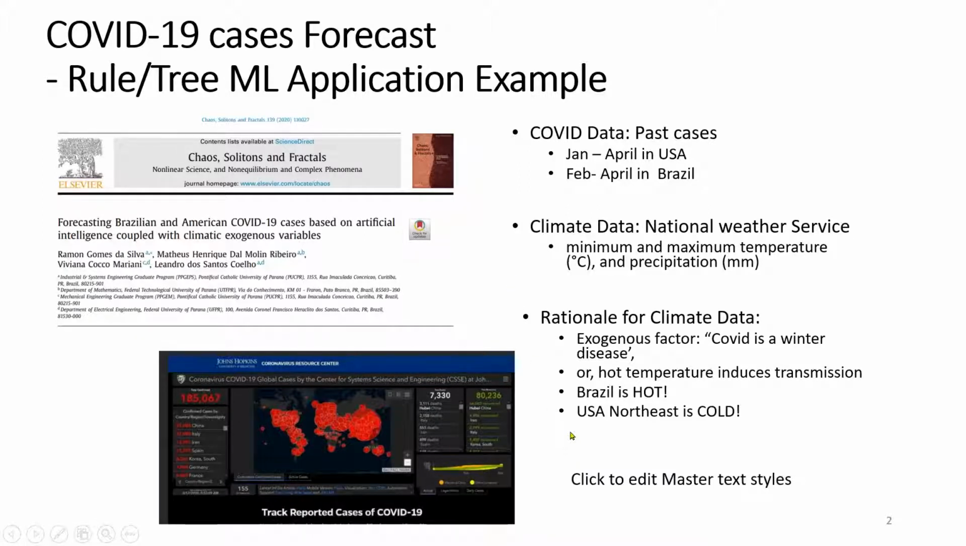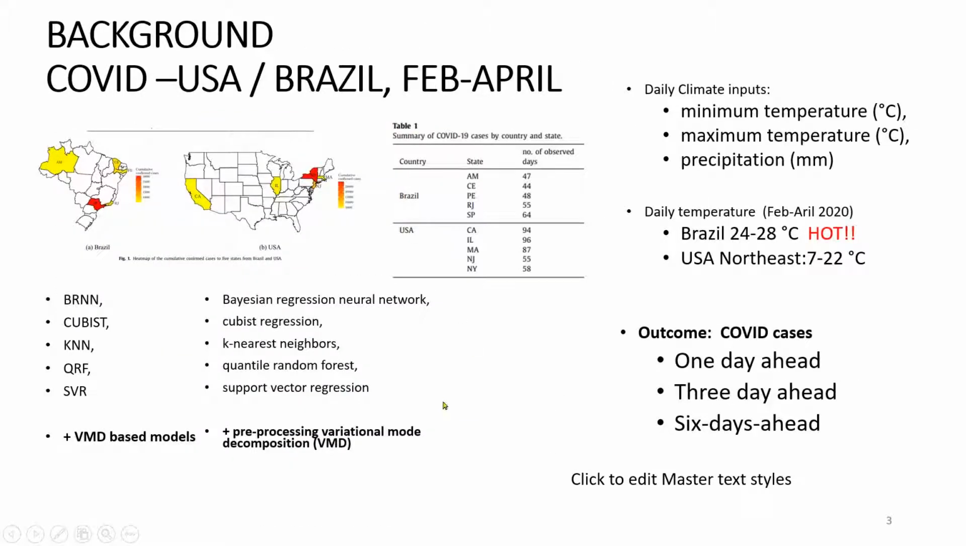And the reason they chose both is that Brazil is on a different climate planet. In this same period of time, January to April, Brazil is the opposite. It's in summer, so these two regions are very distinguishable. Here is the heat map of the data. They chose 5 states clustered from USA: California, Illinois, Massachusetts, New Jersey, New York, and also 5 states from Brazil. The median observation days is around 50 for Brazil and around 90 for USA.